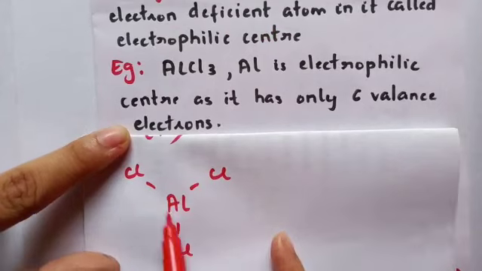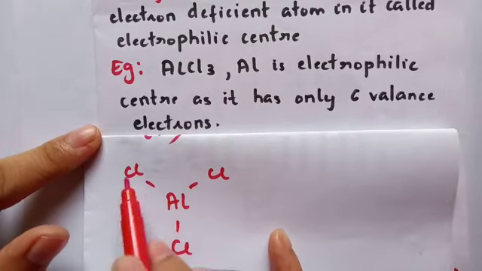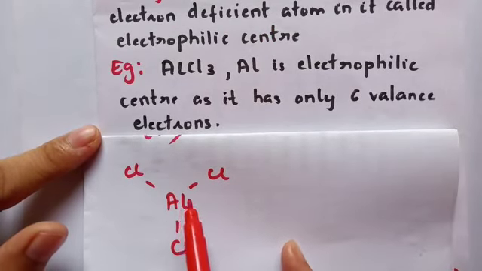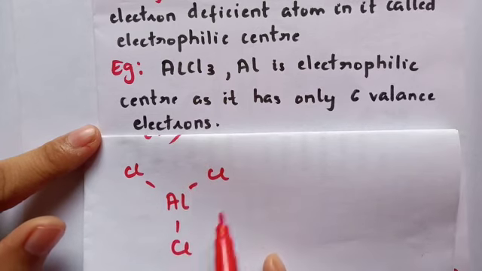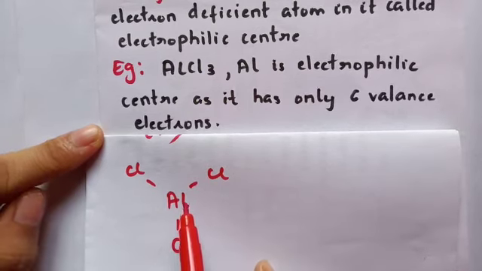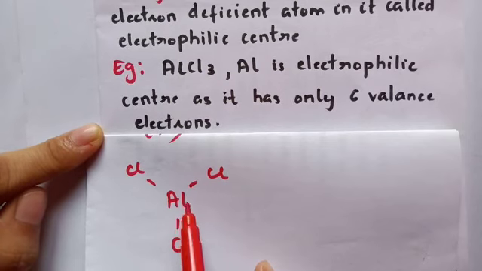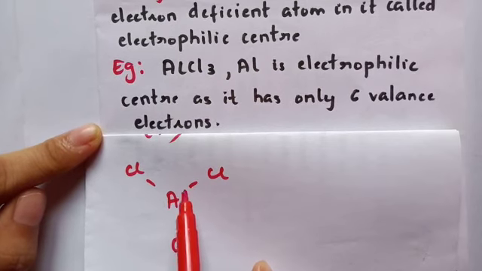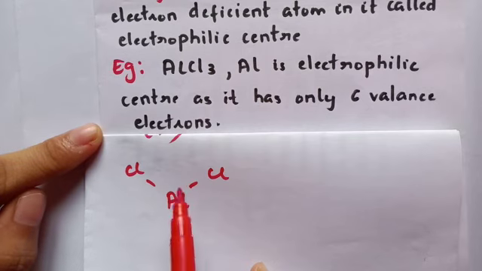Students, the structure of this compound is like this: Al surrounded by 3 chlorine atoms. So here in this polyatomic electrophile, Al has only 6 electrons. It has still not completed its octet, so it is electron deficient. So this acts as an electrophilic center.